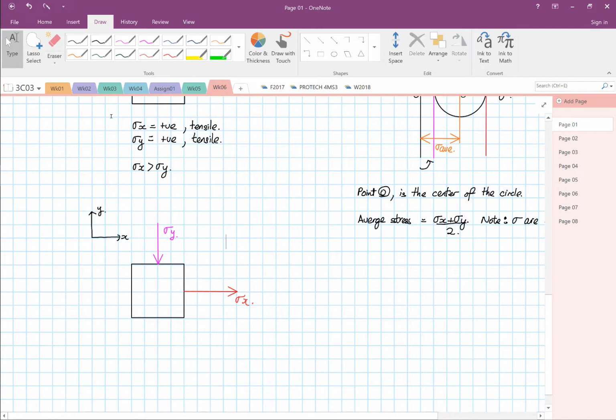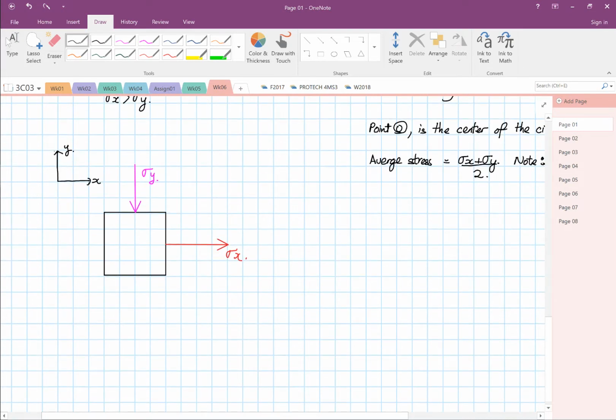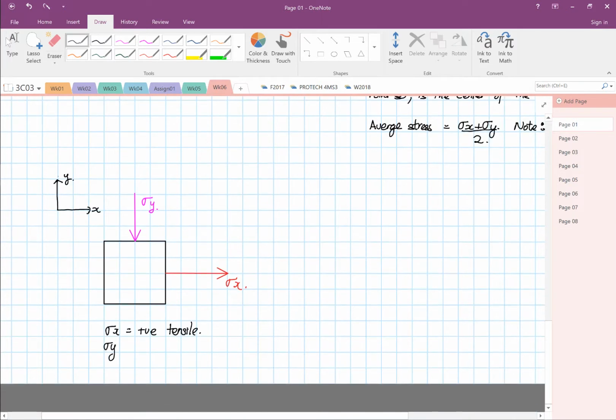So for this case, what we realize is the arrow for stress X is pointing away from the surface, so we can make the statement that stress X is tensile, is equal to positive, is pointing away from the element. Well, stress Y is negative, because it is pointing towards the element, so this is under compression.